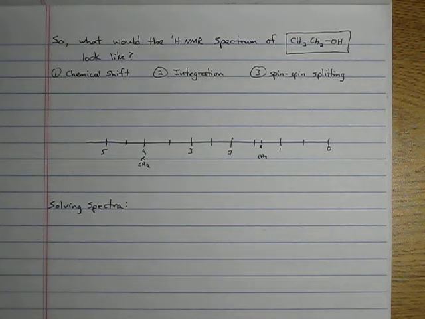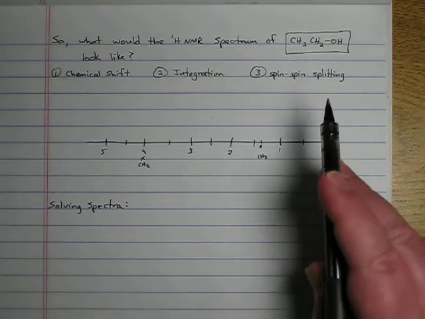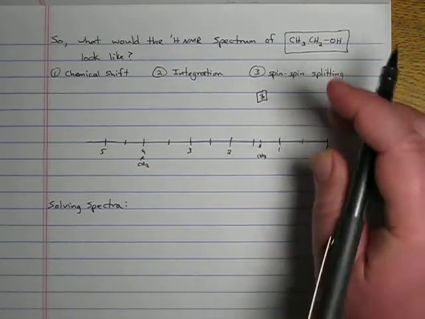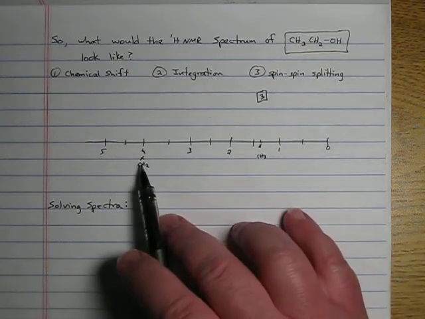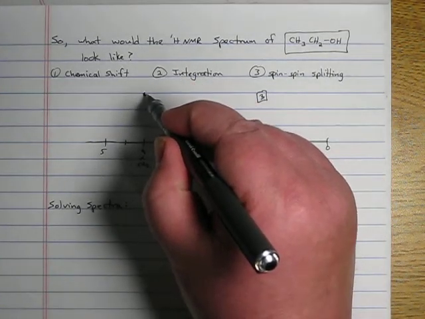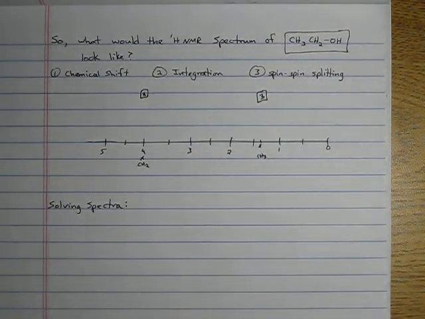What will they integrate to? Well, this CH3 has 3 protons. It'll integrate to 3. I'm just going to put a box around it so I know that's my integral value. The CH2 is going to integrate, well, there's 2 hydrogens, it'll integrate to 2. Put a box around there because I know that will integrate to 2.